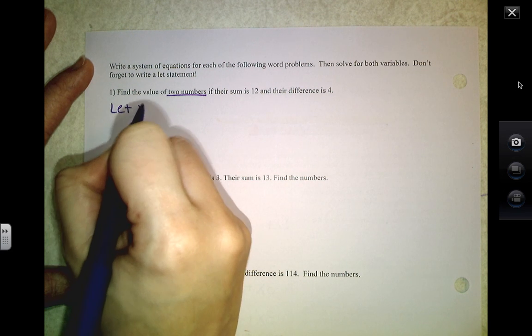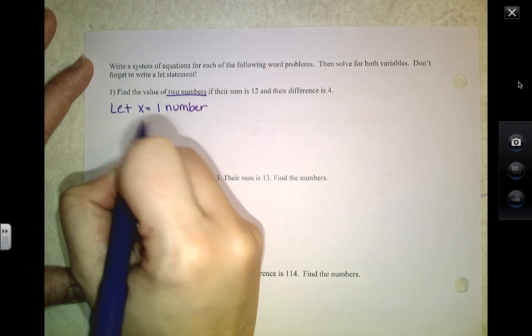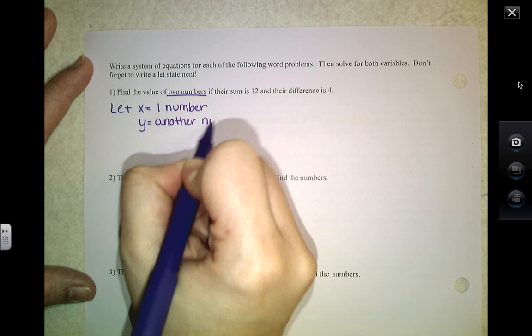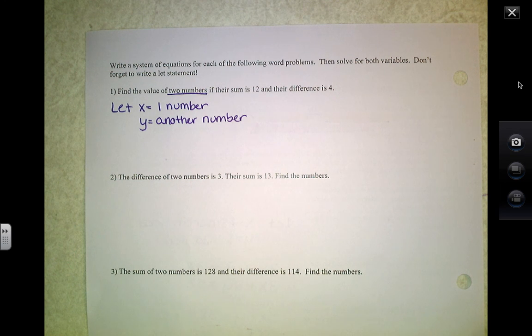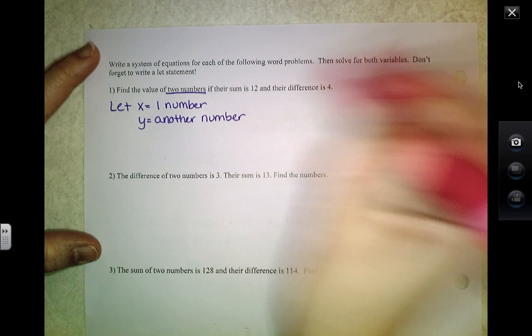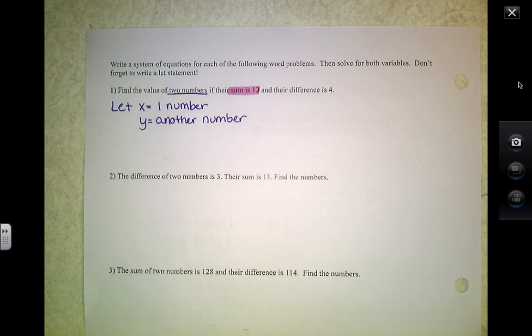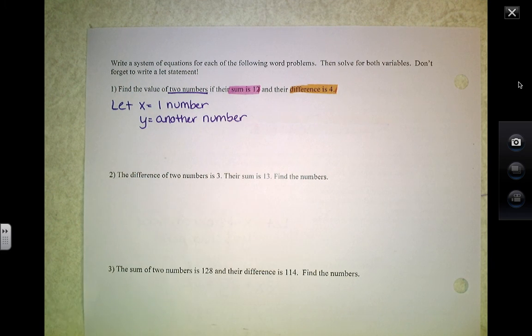Since we have 2 numbers, our let statement is going to be let x equal one number and y equal another number, or something like that. You don't have to word it exactly like that, but you're just looking for 2 numbers. We're going to call them x and y, okay? Now, which of these phrases is going to help us with our equations? The first one is the sum is 12, and the second one is the difference is 4. So that's how we're going to set up our 2 equations, okay?